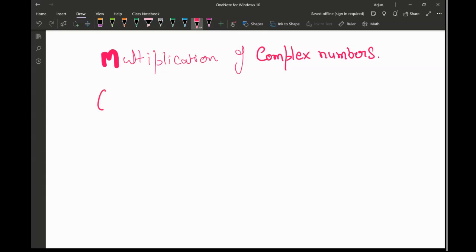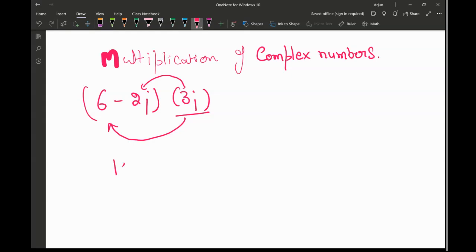All right, so if we are given two numbers, something like 6 minus 2j and then multiplied by 3j. Now how are we going to multiply? Again, same as simple algebra. You're going to multiply 3j with 6 and with this term too. So 3 times 6 is 18j, minus 2 times 3 is 6, minus 6, and j times j, because this is j, this is another j. So 18j minus 6 times j square. J square value is -1.